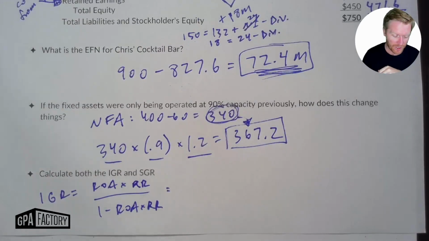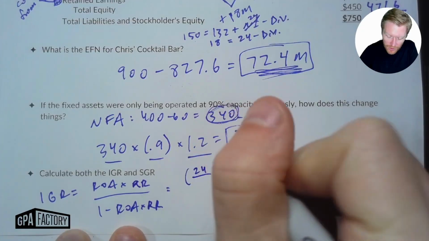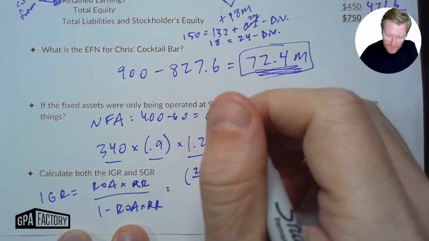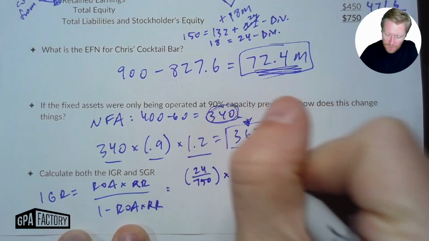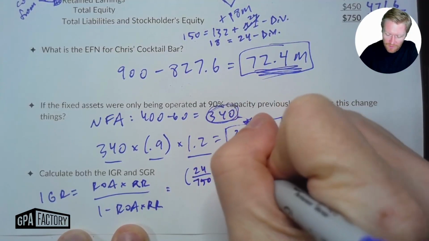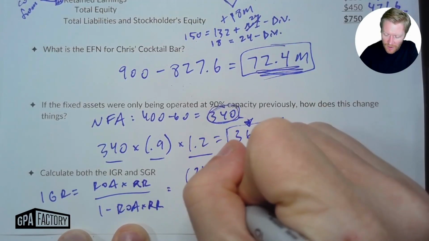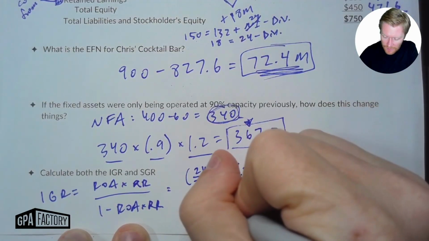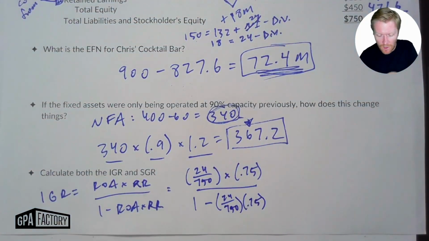So the original information that is given is net income is 24 million as a percentage of total assets, which is the 750, times that retention ratio we calculated was 75%. And then we're going to do that 1 minus that same amount.